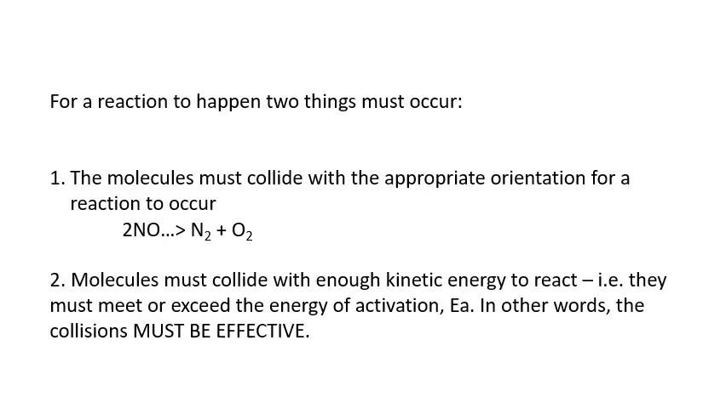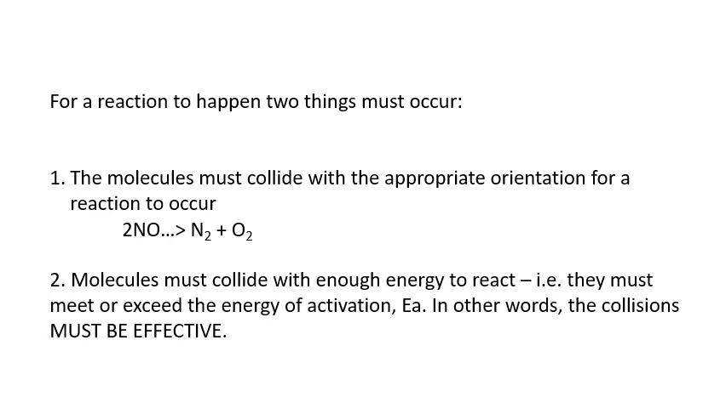According to collision theory, for a reaction to happen, there must be collision between the reactant molecules. But not all collisions will result in a reaction and give products. So for a reaction to happen, two things must occur. The molecules must collide with the appropriate orientation for a reaction to occur. What does that mean? Let us consider this equation: 2NO gives N2 plus O2.